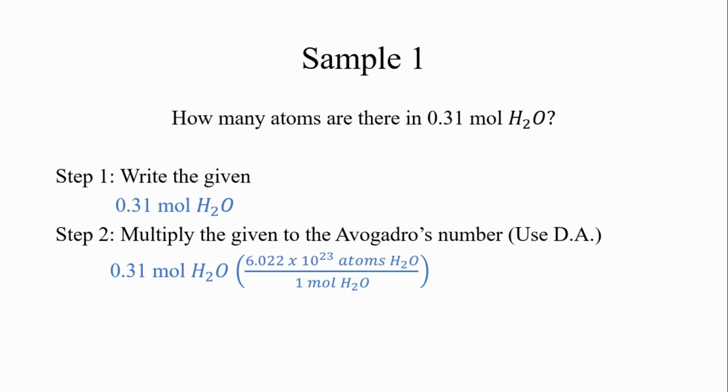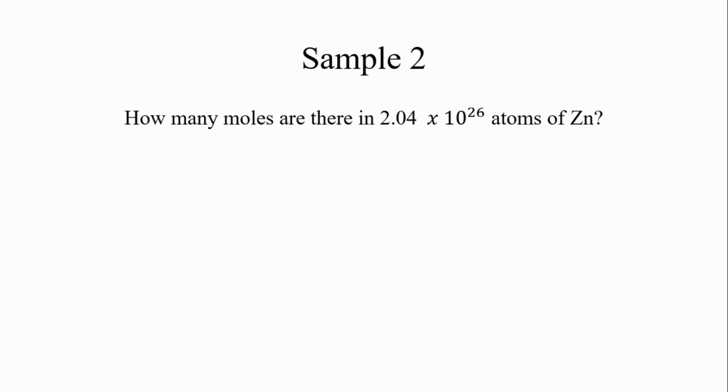Multiplying 0.31 moles of H2O to 6.022 times 10 raised to 23 atoms of H2O over 1 mole of H2O will easily get us 1.87 times 10 raised to 23 atoms of H2O. This is the solution on how to get the number of particles given the moles.